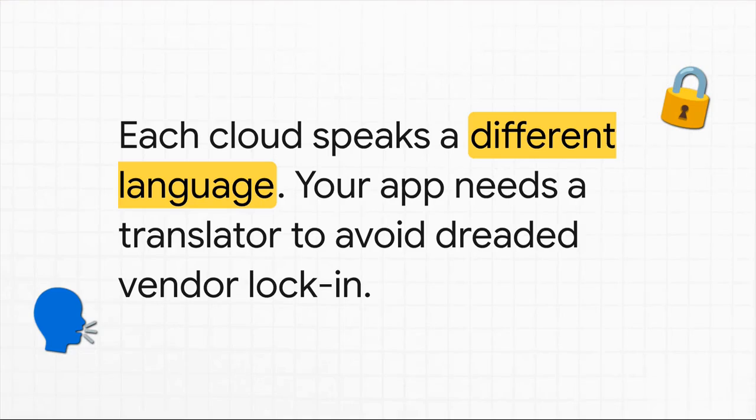Well, think of it this way. AWS, Azure, and Google Cloud. They're like three different countries, and each one speaks its own unique language. So if you build your application to be totally fluent in, say, AWS, it can't just pack up and operate in Azure without a complete and painful re-engineering effort. This is what we call vendor lock-in, and it creates these huge operational nightmares.